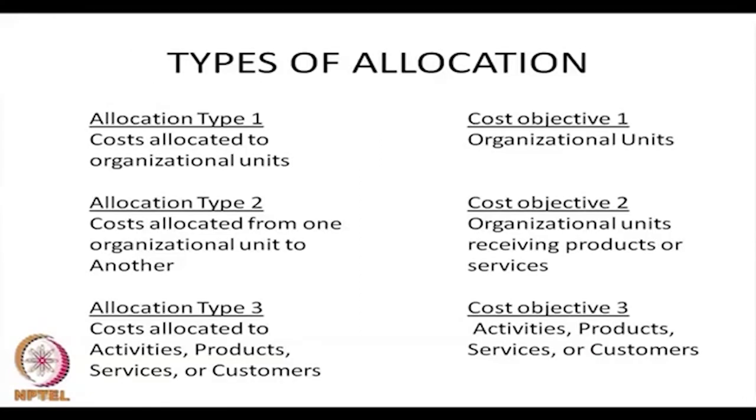Now, when we make allocation of cost, there can be a hierarchy of allocation. First, costs are allocated to organizational units, such as a department or a section. That's allocation type 1. In such a case, the cost object is the organizational unit whose cost is to be estimated.